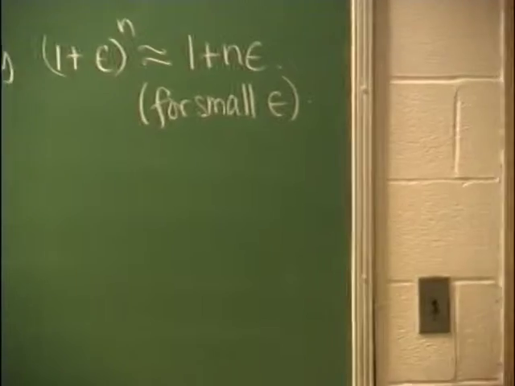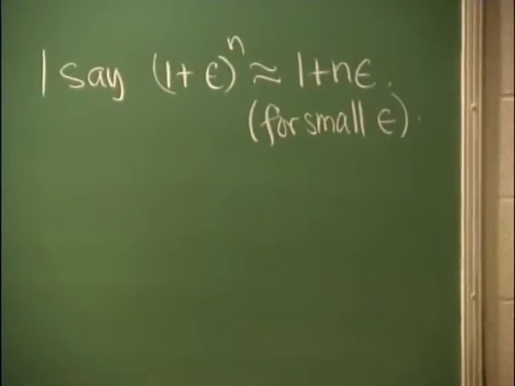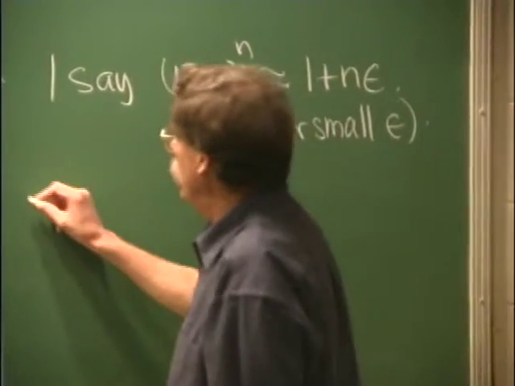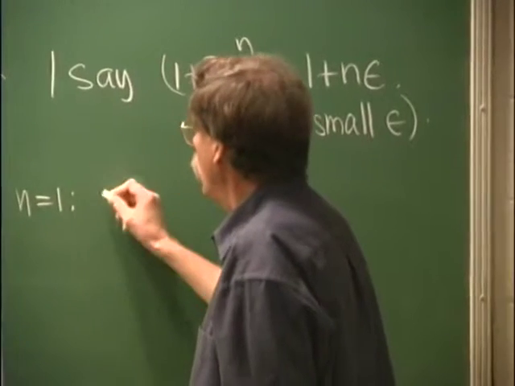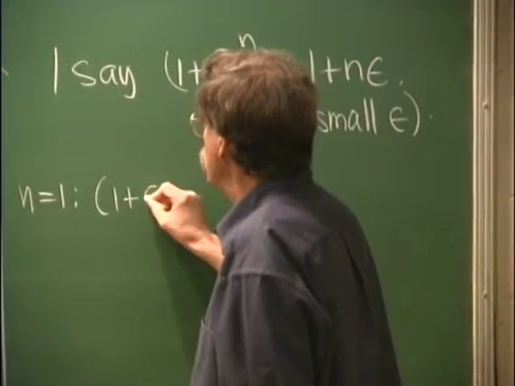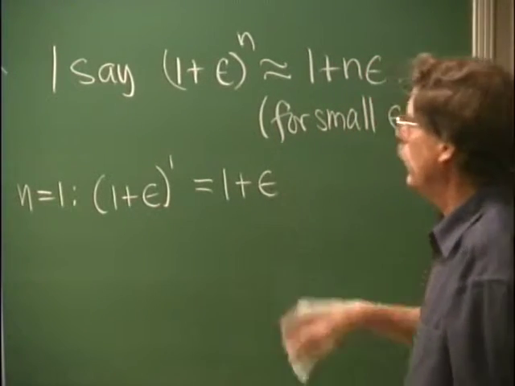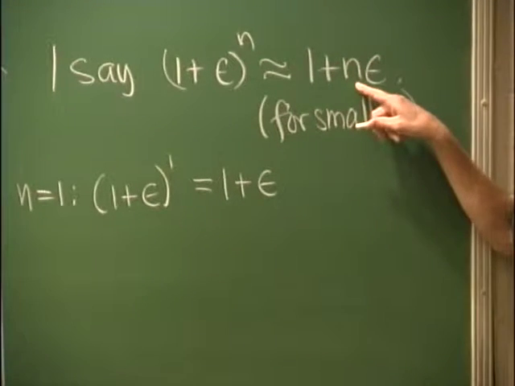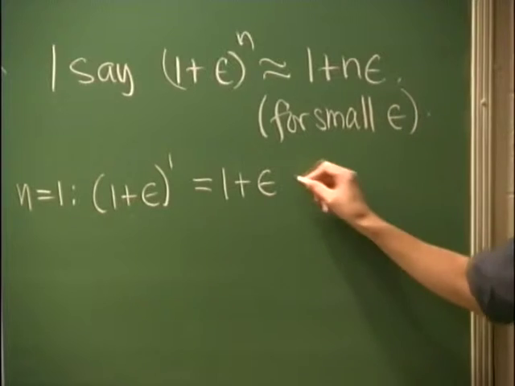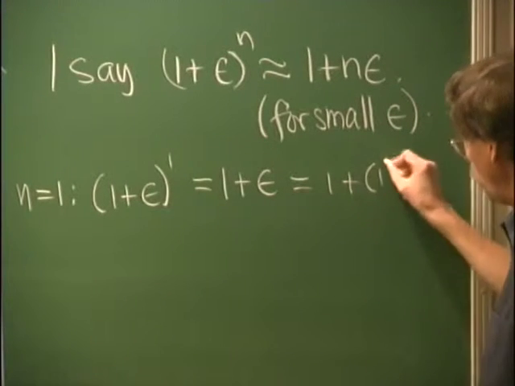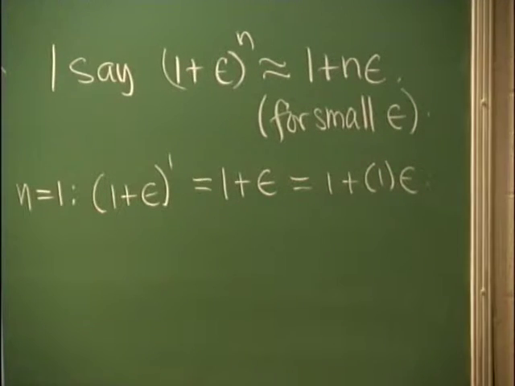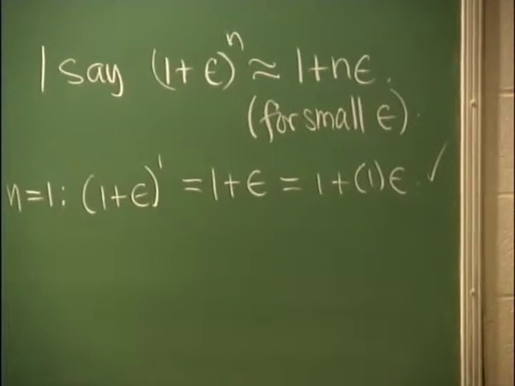Well, what would be a good power to try? Let's make it easy. n equals 1. What would I get? 1 plus epsilon raised to the first power is just 1 plus epsilon. Is that 1 plus n epsilon? Sure it is. It's 1 plus 1 times epsilon. Yeah, in that case, it's actually not an approximation, it's exact.